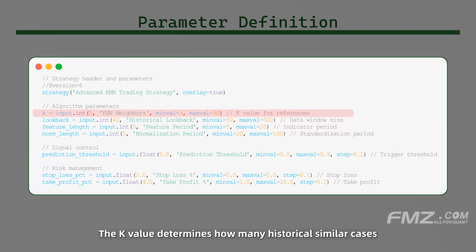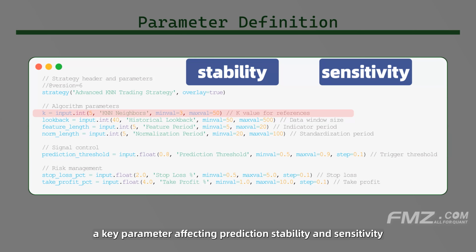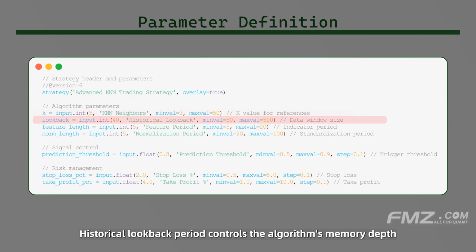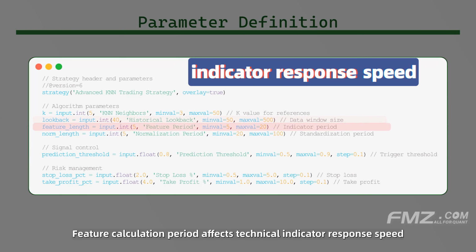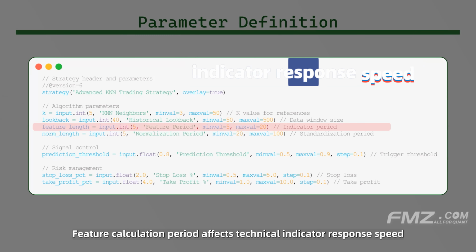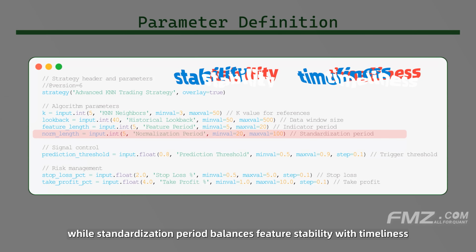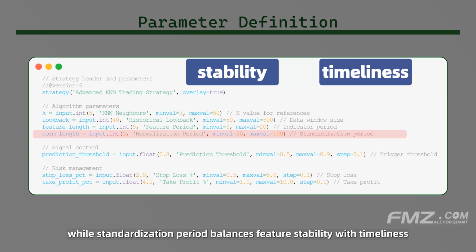The K value determines how many historical similar cases the algorithm considers, a key parameter affecting prediction stability and sensitivity. Historical lookback period controls the algorithm's memory depth, providing sufficient sample space for pattern recognition. Feature calculation period affects technical indicator response speed, while standardization period balances feature stability with timeliness.